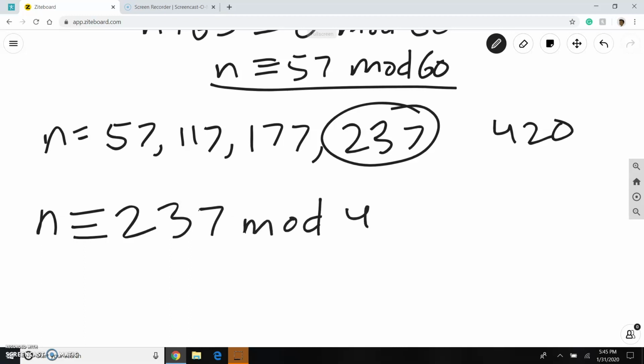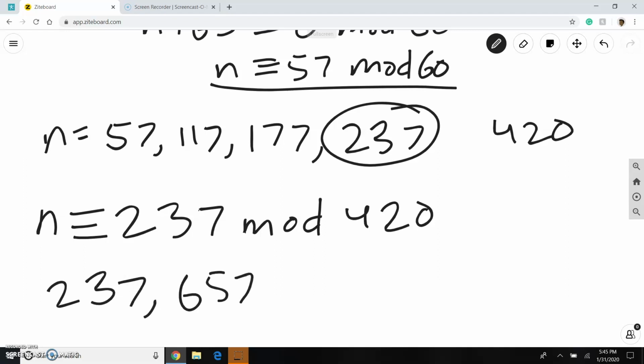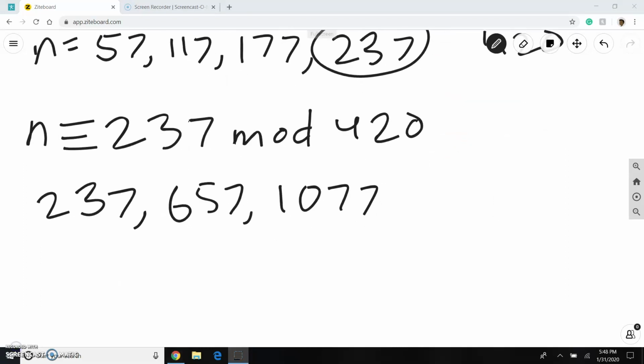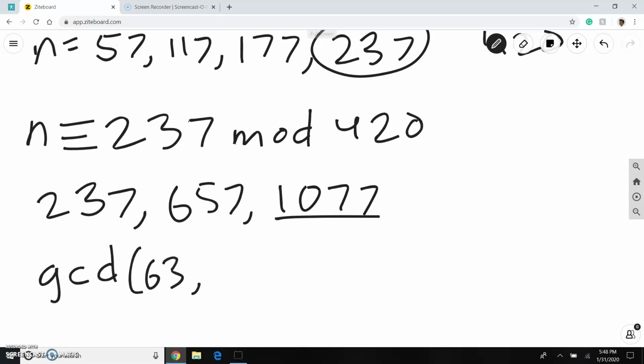So let's just list some values of 237 mod 420. First we'll get, of course, 237. Second we'll get 657. Third we will get 1077. And this is the first one that we can check, right? Now let's check this value 1077. When we look at our first statement, the greatest common divisor of 63 and 120 plus n equals 21, we quickly see that 1077 does not work.